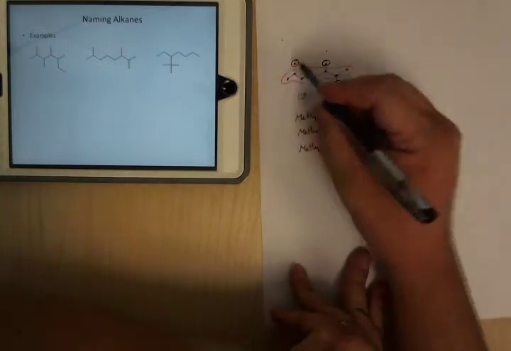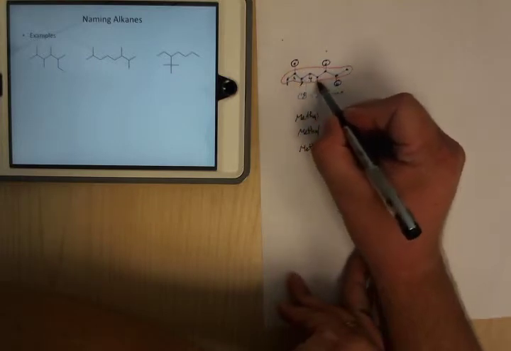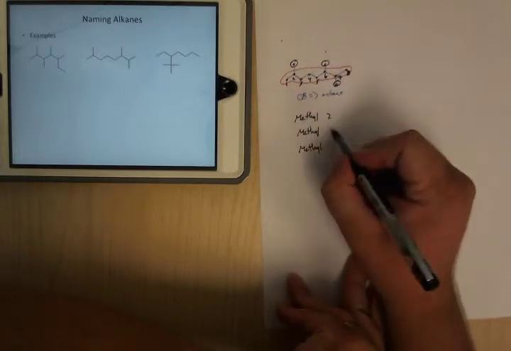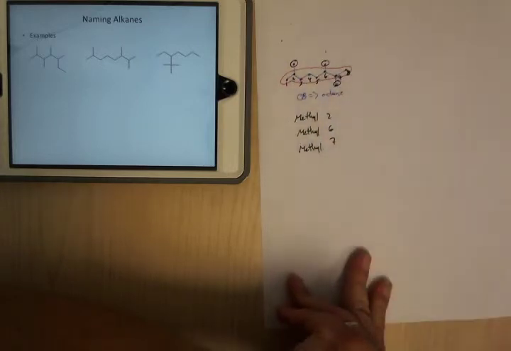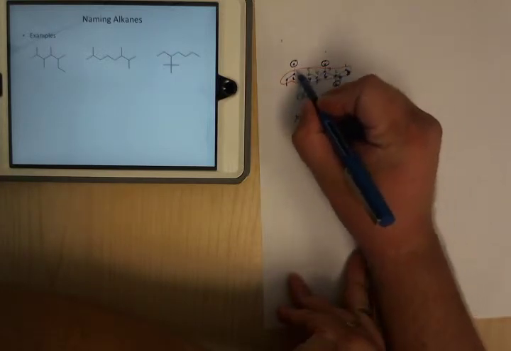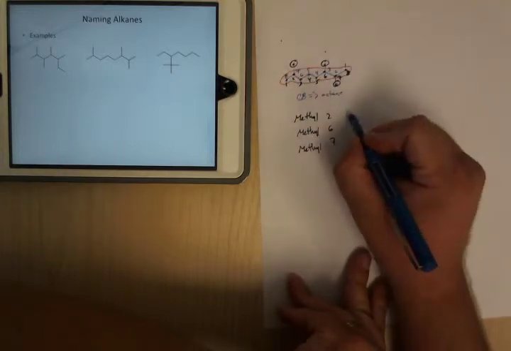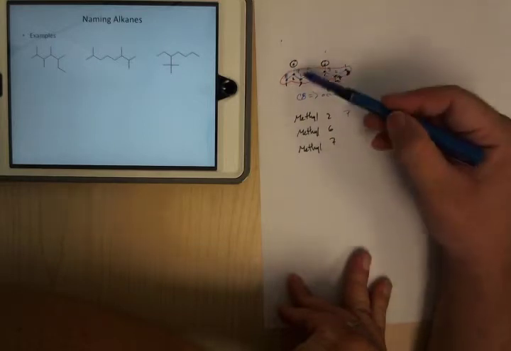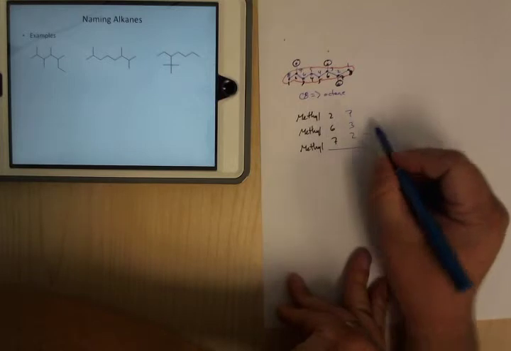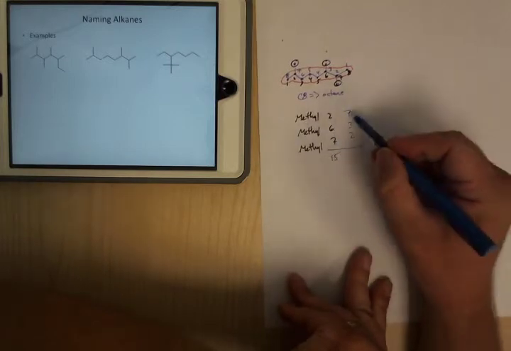If we do the left side here, it'd be 1, 2, 3, 4, 5, 6, 7, 8. So this methyl group would be 2, this would be 6, this would be 7. If we go from the right side, it'd be 1, 2, 3, 4, 5, 6, 7, 8. Here, this one would be 7, this one's hanging off. For the blue numberings, this is 7, this is 3, and this is 2. So again, add them up. That's 15, and this would be 12.